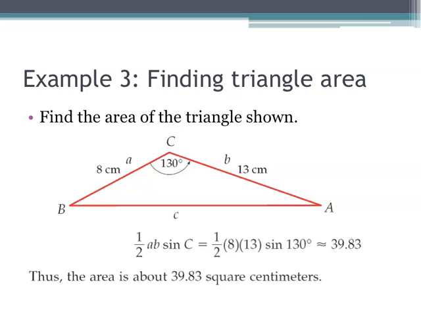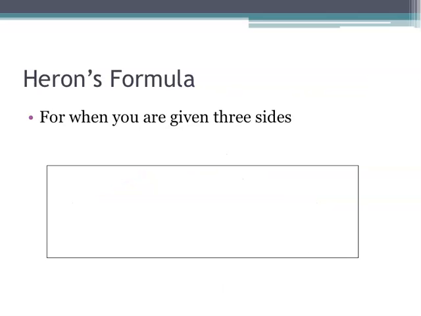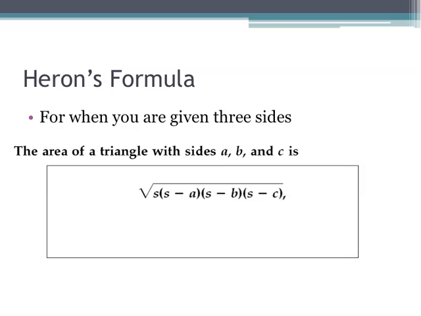All right, there's one more formula that's used to find the area of a triangle. This one is called Heron's formula. And this is used when you are given all 3 sides of a triangle. So this is going to look more complicated than it actually is. There's going to be more than just A, B, and C in the formula. But if you have a triangle with sides A, B, and C, this is the formula that you would use to find the area. The square root of S, parentheses S minus A, parentheses S minus B, parentheses S minus C. Now what is S?